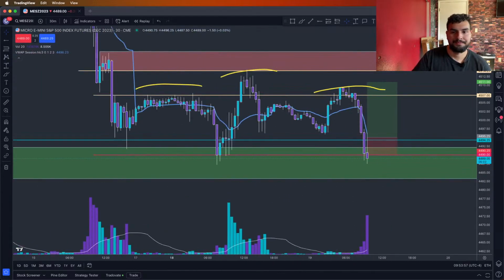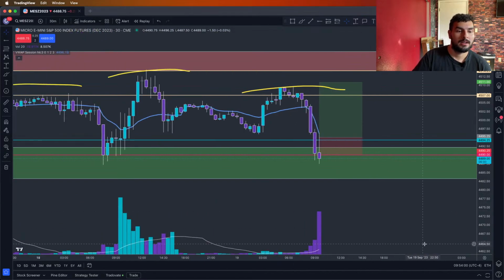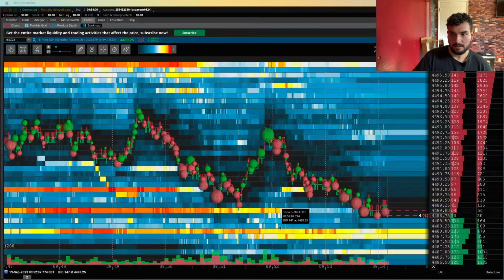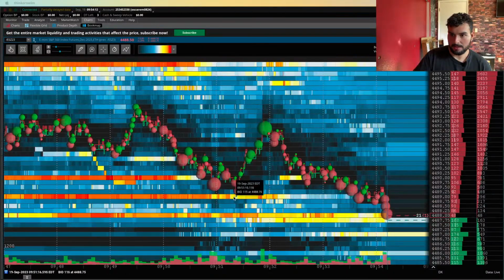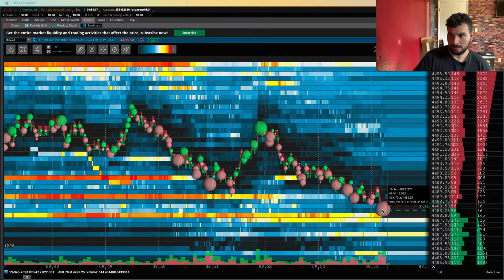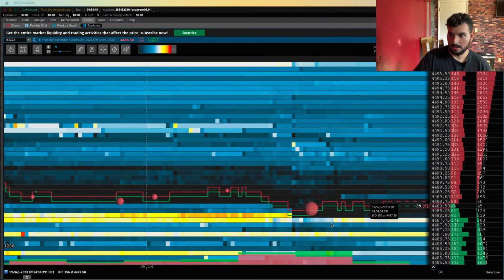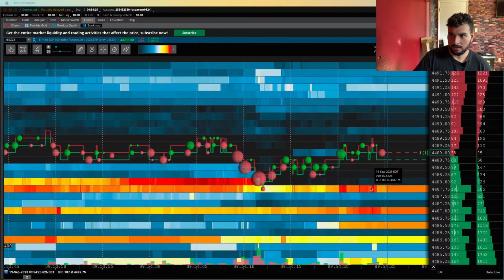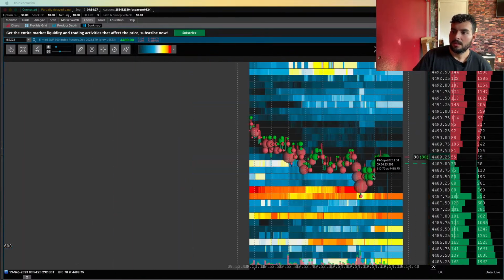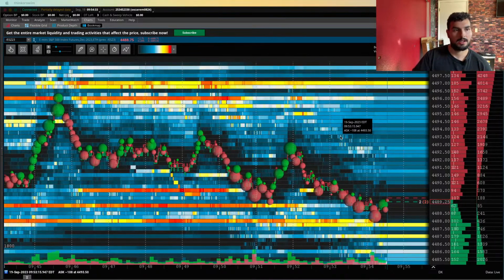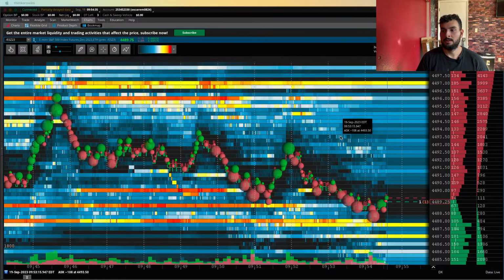So boring. Some boring action right now. Let me show you guys how the book map is looking while we're at it. So there we go. We broke past this previous level. You see sellers, 496 lots right there. Zoom in there. 241 lots. See if we have that fake out, break back inside of the range, or if we continue to push down.